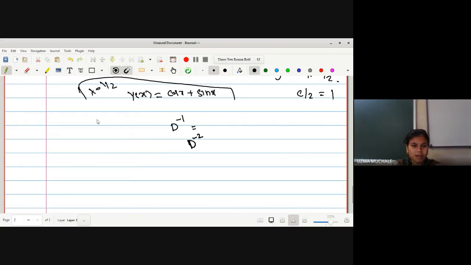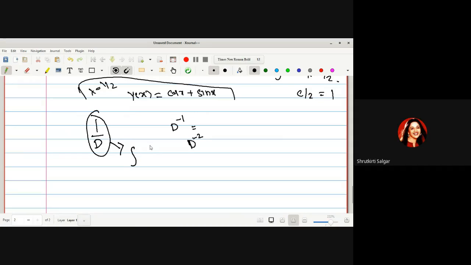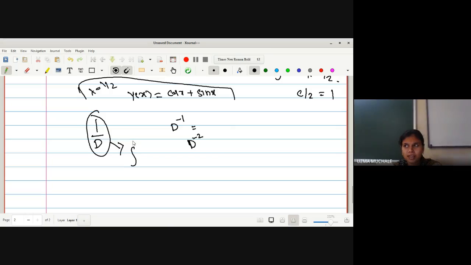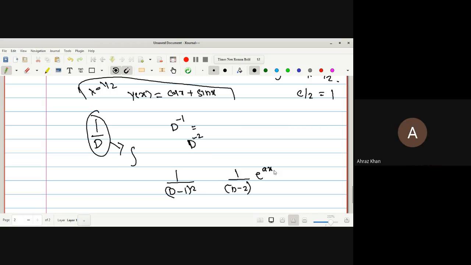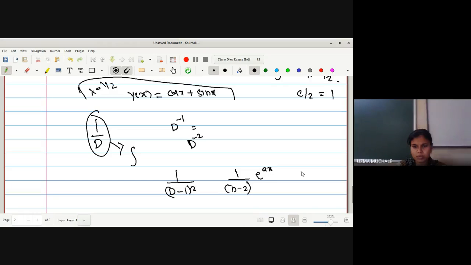If you don't remember this either, do you at least remember 1 upon D? We were doing integration in BSc, I think in second year. We have solved this type of example, say 1 upon (D minus 1) squared, or 1 upon (D minus 2). Where e to the power aX is there, we substitute a for D. We have solved these types of examples.